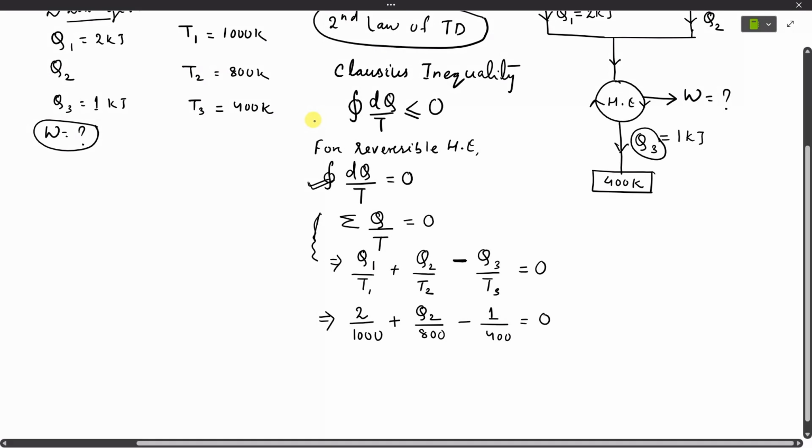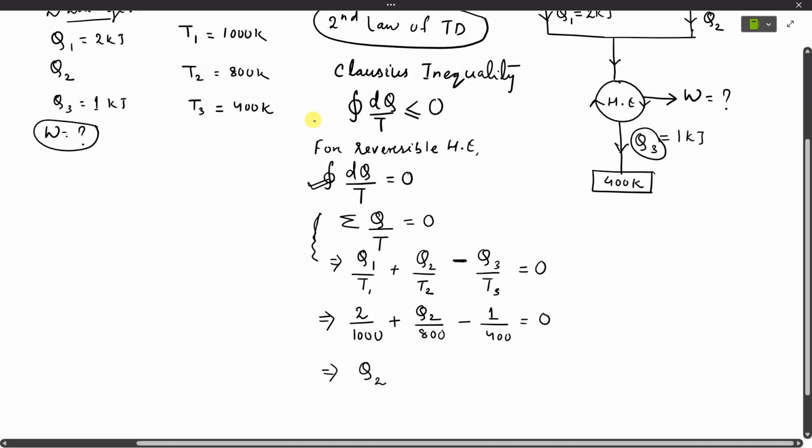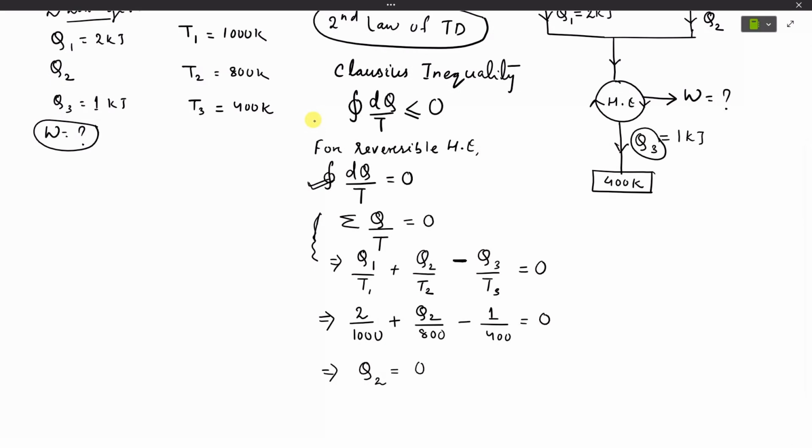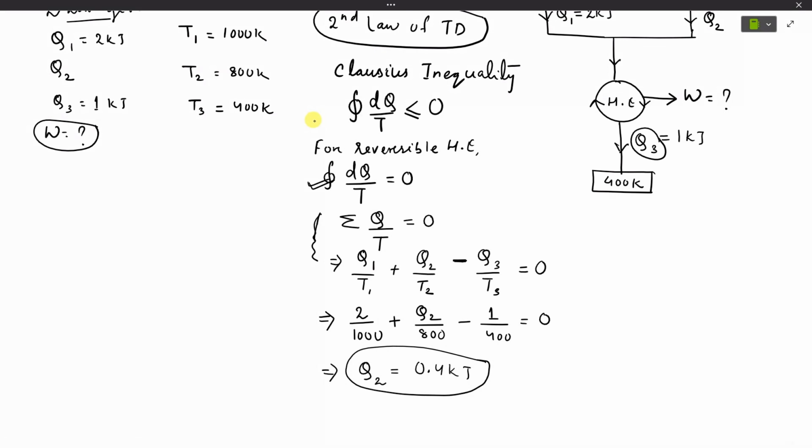Now see, here we have substituted all the values and Q2 is the only term left. If you solve this expression, we get the amount of heat energy received by the heat engine from the reservoir having temperature 800 Kelvin. That is Q2 is equal to 0.4 kilojoule. So after solving the above expression, the amount of energy received by the heat engine from the reservoir at 800 Kelvin is 0.4 kilojoule.